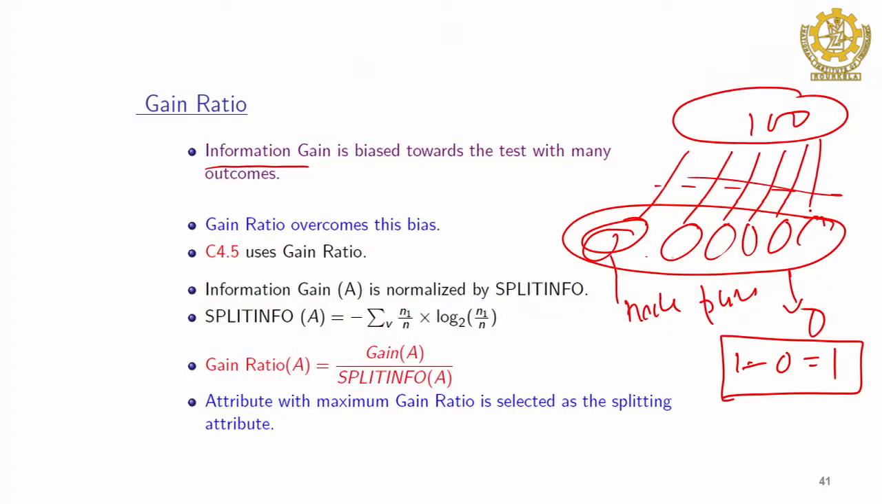So, therefore, what do we do? If there are many outcomes, that means there may be some problem like a roll number or ID. But it is very difficult to identify this if everything is automated, if I run an algorithm, whether the attribute is a roll number or something else, like the percentage or CGPA of the student and so on. So, what can be done is that if there are many outcomes, it should overcome that problem.